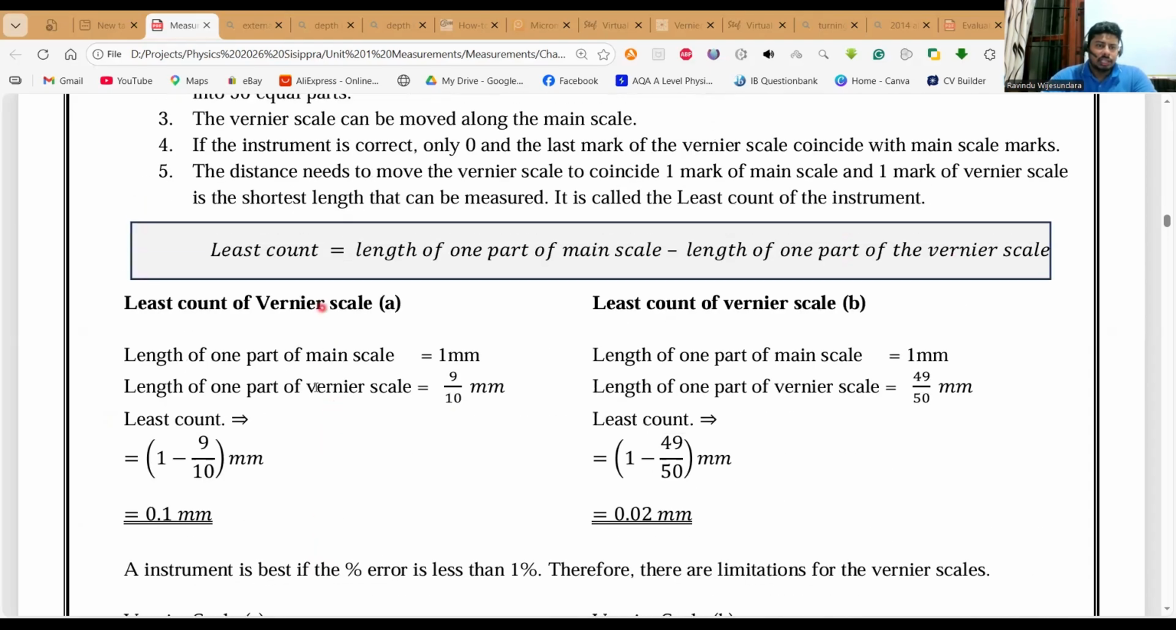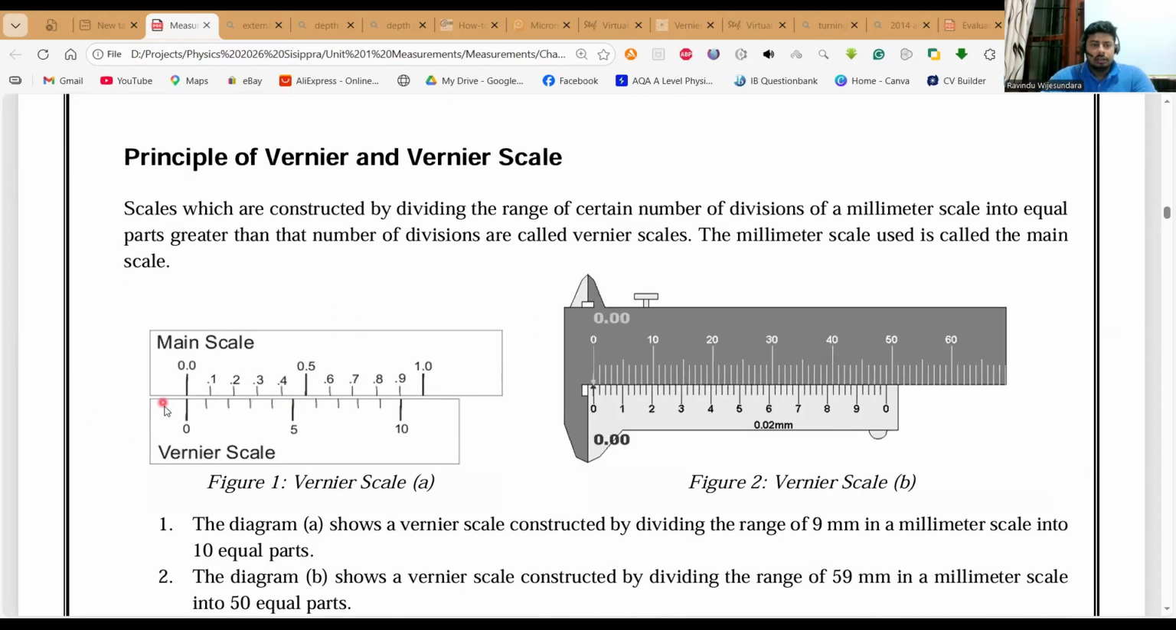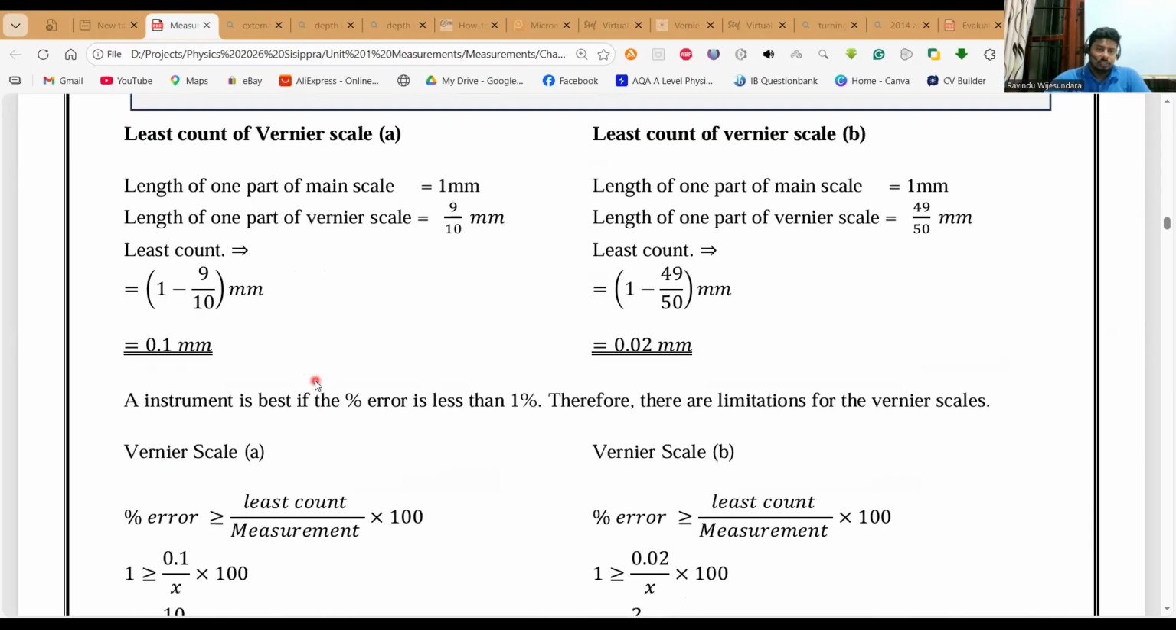If you use this first vernier caliper to take a measurement greater than 10 millimeters, then you will definitely have a percentage error less than 1%. But the problem is if you use this first vernier caliper to measure a reading less than 10 millimeters, suppose you have to measure a 5 millimeter distance, then your percentage error will be much larger. All right, so that is what is being said there.